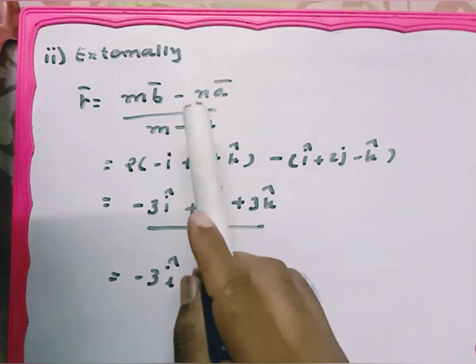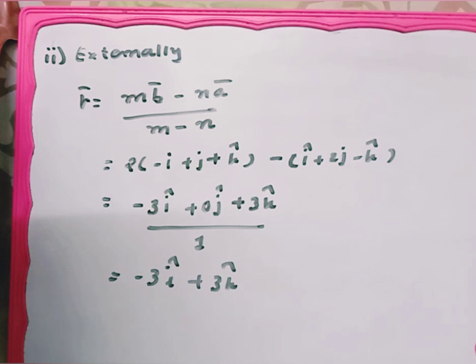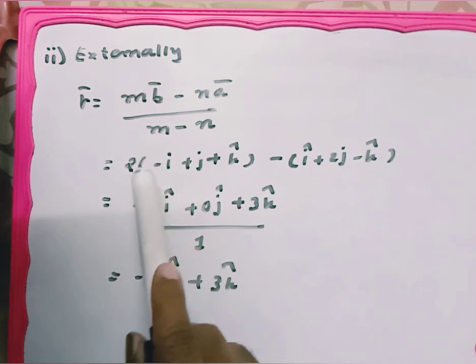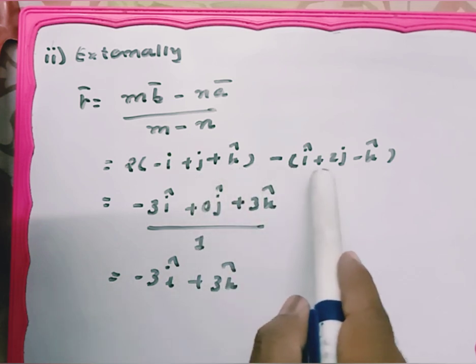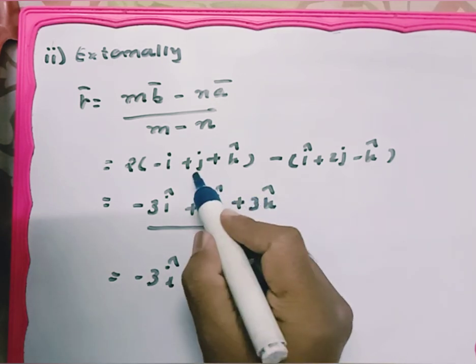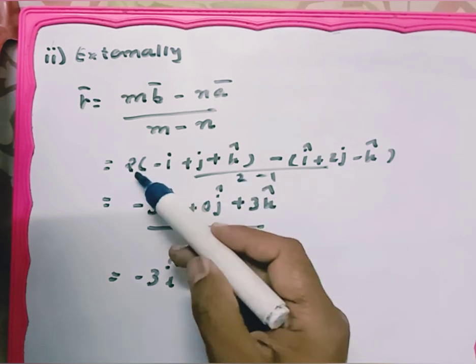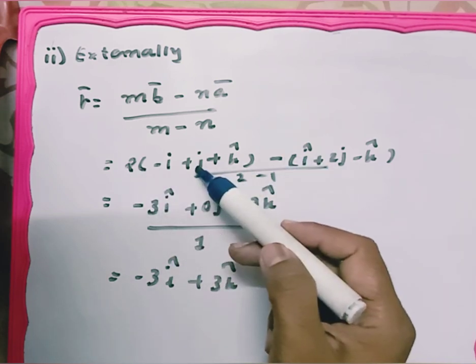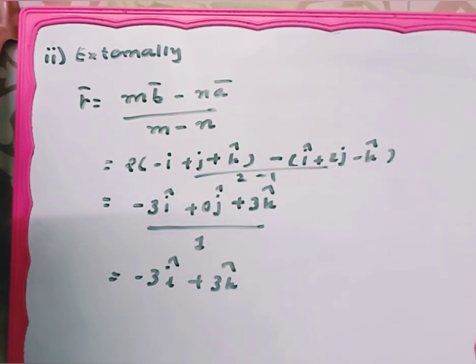If the point divides externally, then the formula we have is (m b bar minus n a bar) by (m minus n). So it will be 2 into (minus i caret plus j caret plus k caret) minus (i caret plus 2j caret minus k caret), and so m minus n will be 2 minus 1, which is 1. And here minus 2 minus 1 is minus 3, 2 minus 2 is 0, and 2 minus minus 1 is 3, and so the final required vector is minus 3 i caret plus 3 k caret.